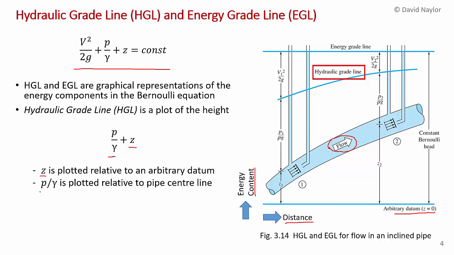But the pressure head, the P upon gamma, is plotted relative to the center line of the pipe. So you can see over here, 0.1 right there. We use the center line of the pipe because in these types of flows, we're representing the flow in a one-dimensional approach. So there's really only one coordinate, that's the distance along the pipe, and so the pressure in the pipe is taken as the pressure on the center line of the pipe as a suitable representative value.